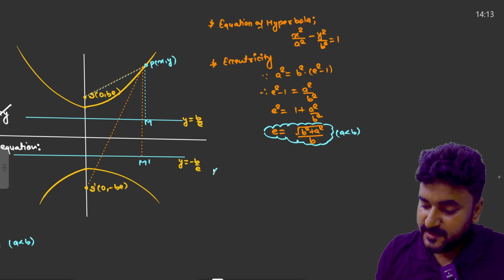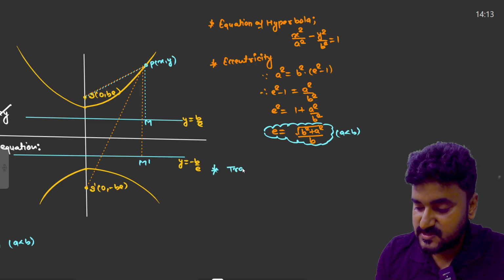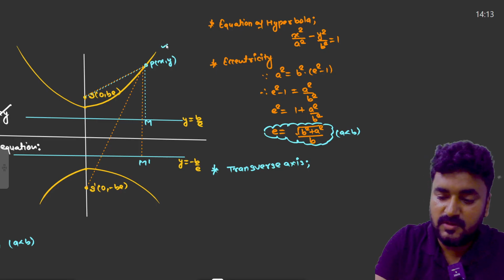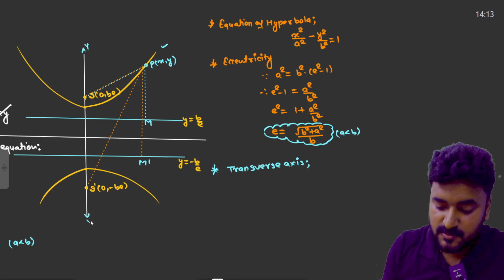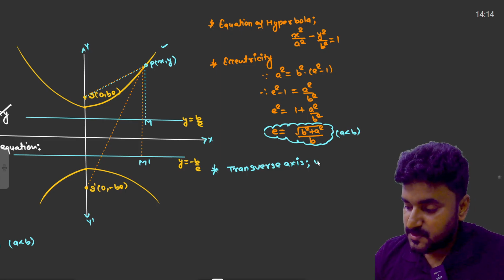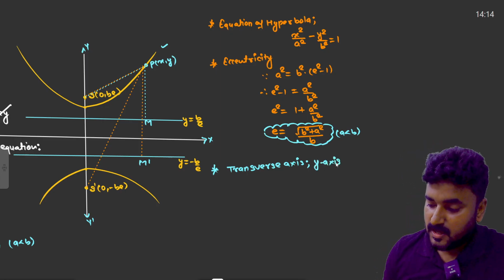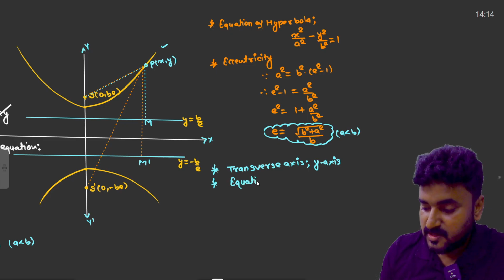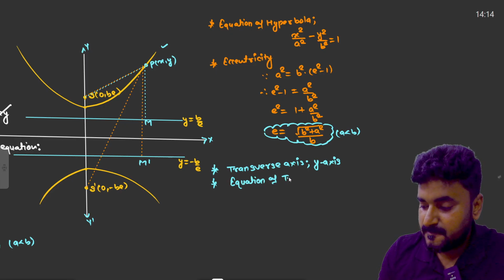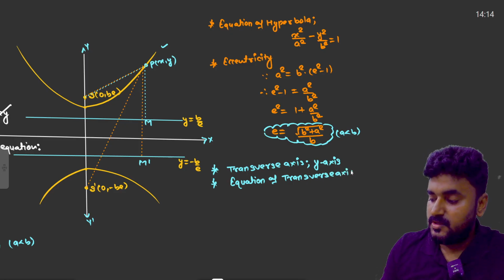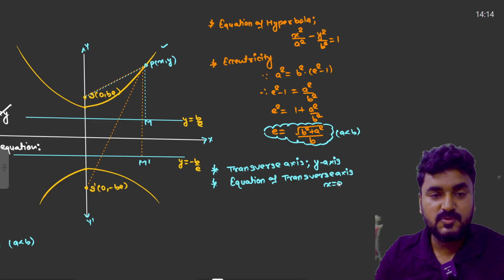After eccentricity, we will find the transverse axis. The major portion of the hyperbola is on the y axis, so for this hyperbola the transverse axis will be the y axis. After the transverse axis, we will write the equation of the transverse axis, which will be x equals 0.